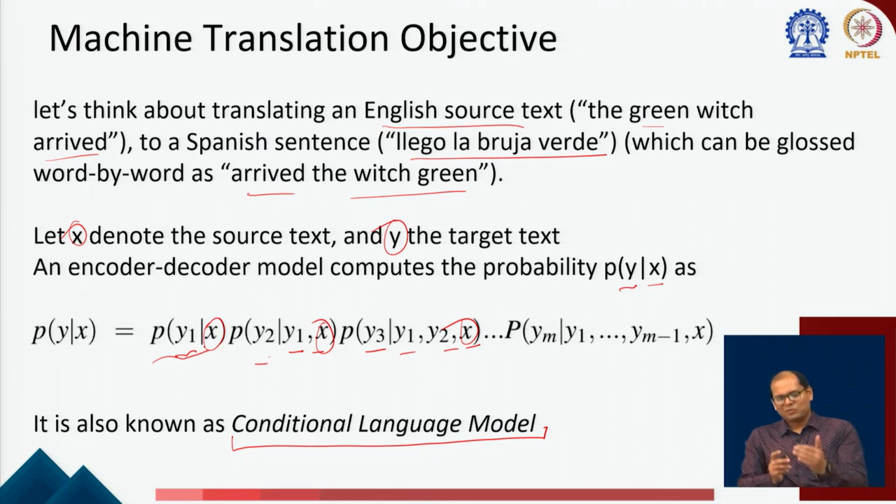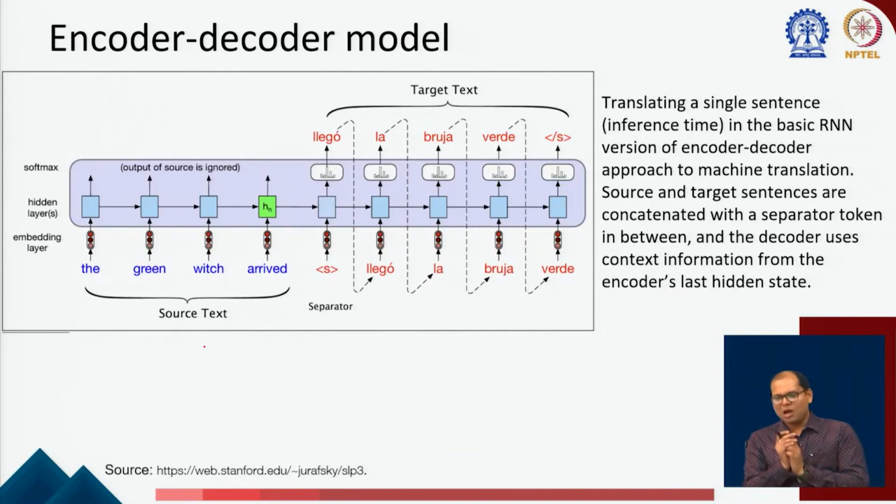Now we have anyway seen how to realize these probabilities through RNNs, right? Language model. Now you just have to give this conditioning separately. So how is it done, right? So this is what we are showing as the inference time. What will happen at the inference time? So you have the source sentence, "the green which arrived". What will happen? So this is the RNN encoder.